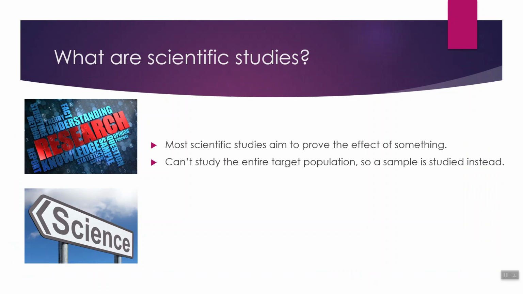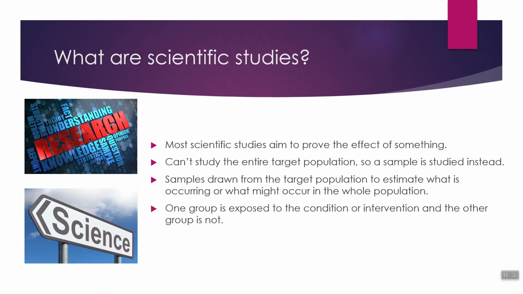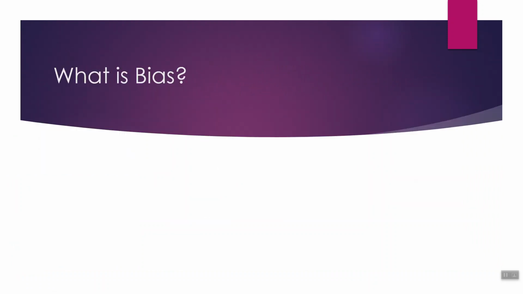Because it is not possible to study the entire target population, in most cases, a sample is studied instead. Samples drawn from this target population are used to estimate what is occurring or what might occur in the whole population. One group is exposed to the condition or intervention and the other group is not. The difference is then measured and the differences are reported.